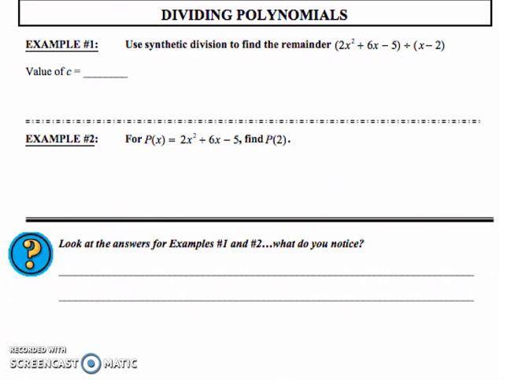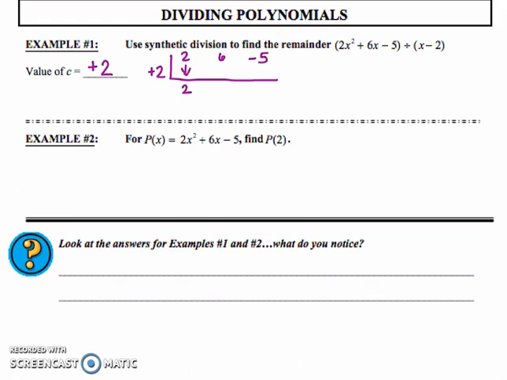So in example 1, it says that we should use synthetic division to find the remainder of 2x squared plus 6x minus 5 divided by x minus 2. X minus 2 is a linear factor. Remember that the c value is always the solution or the opposite of the factor. So if the factor is x minus 2, then the value of c that we're going to be putting outside the bar is going to be positive 2. So here's my division bar with my positive 2 c value. My coefficients are 2, 6, and negative 5.